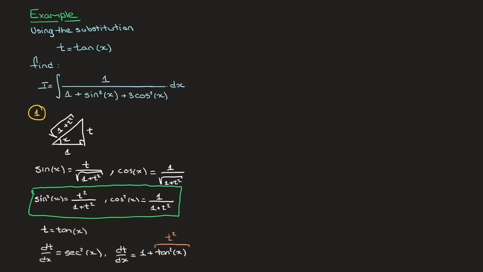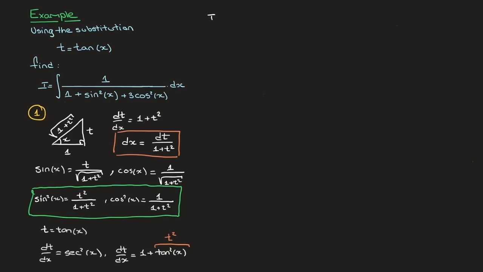So with that in mind, we can now write dt/dx is equal to 1 plus t squared, and rearranging that, we find that dx is equal to dt over 1 plus t squared. And we've now rewritten dx in terms of t. Now that that's done, using the results we found, we can rewrite our integral I in terms of t.